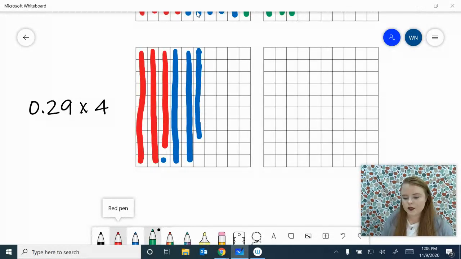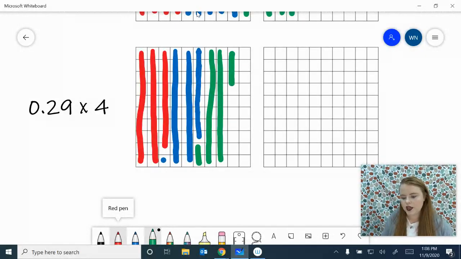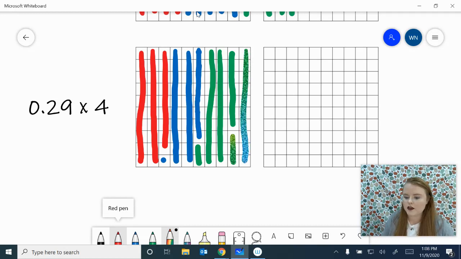And we've got to do it again. 2, 12, 22, 23, 24, 25, 26, 27, 28, 29. Let's do it again. 1, 2, 3, 13. Oh, it's full. We've got to move on. 23, 24, 25, 26, 27, 28, 29.